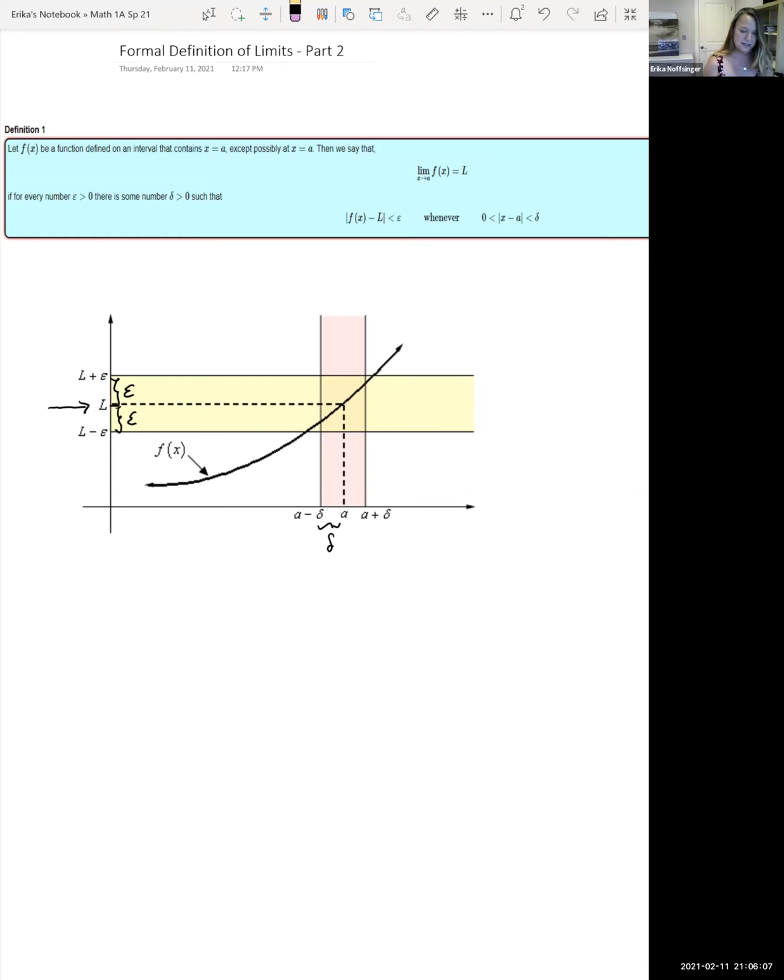Basically, it's kind of like a game. You're going to say, I'm going to choose some epsilon. And if I choose that epsilon, I want you to be able to tell me what delta is going to be, so that when you choose some x value, you're for sure to be inside of this yellow region.